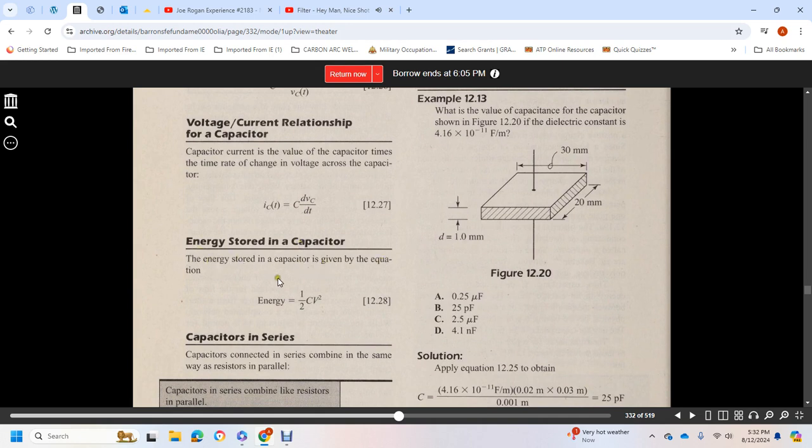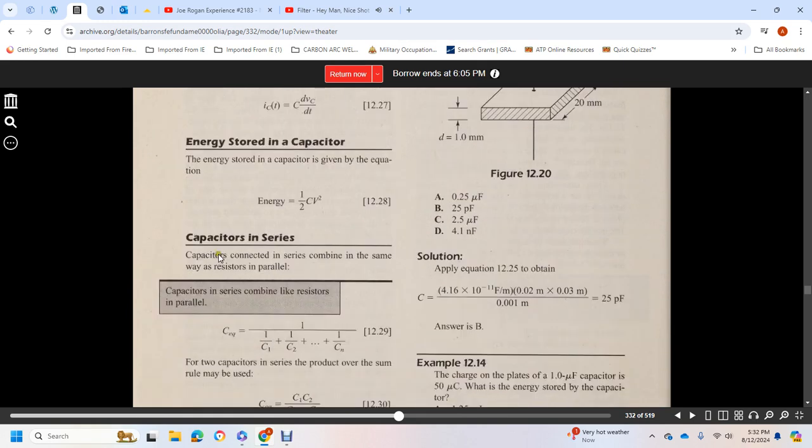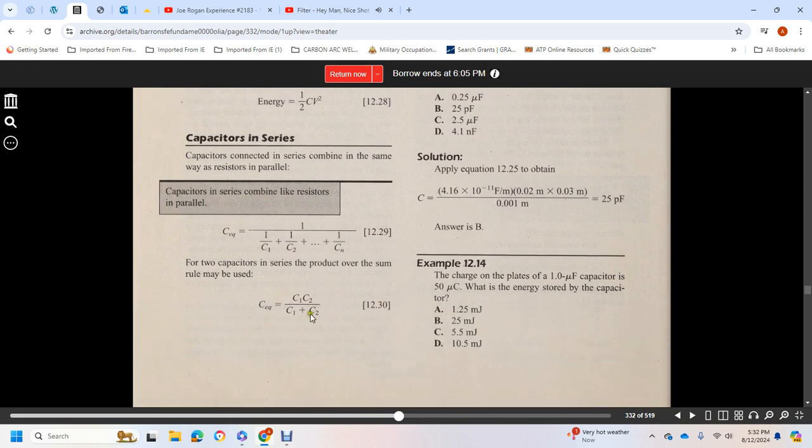Energy stored in the capacitor is given by one half times the capacitance times the voltage squared. Capacitors in series: capacitors connected in series combine in the same way as resistors in parallel. The equivalent capacitance is 1 over Ceq equals 1 over C1 plus 1 over C2 plus up to 1 over Cn. For two capacitors, the equivalent is the product over the sum: Ceq equals C1 times C2 over C1 plus C2.